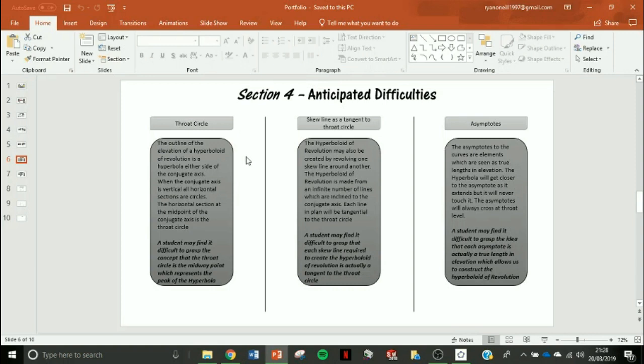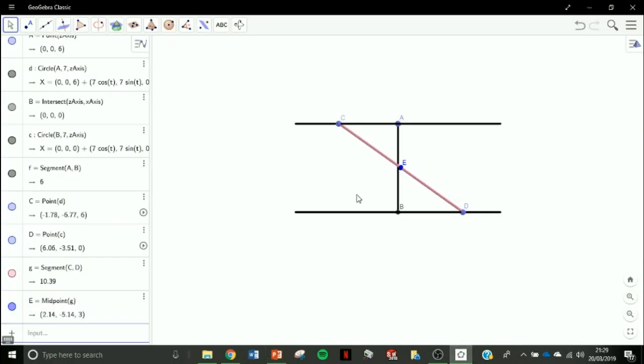So what I found was I thought that a student may find it difficult to grasp the concept that the throat circle is the midway point which represents the peak of the hyperbola. So if I go over here where I created a GeoGebra model, we see that line A to B is our conjugate axis. So if I have a random skew line C to D with E as the midpoint.